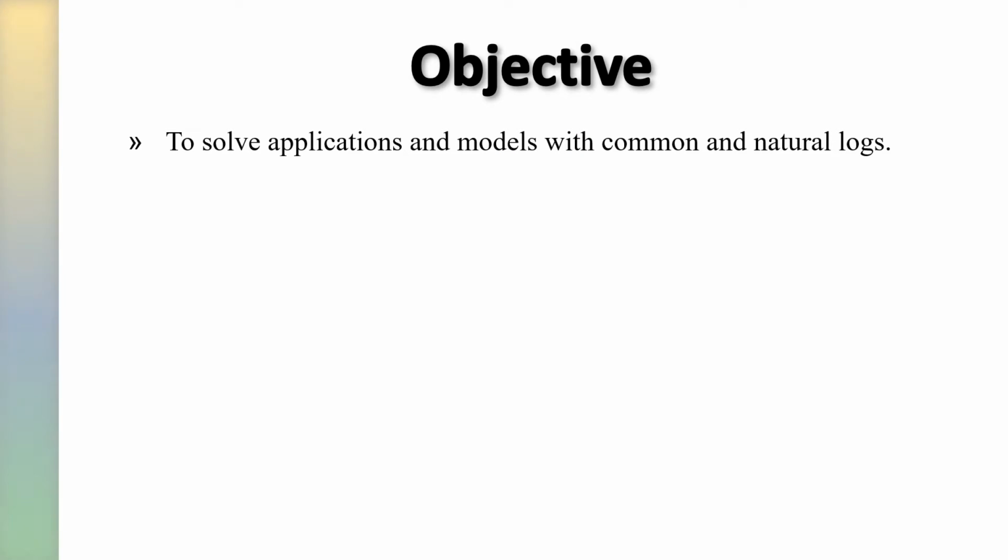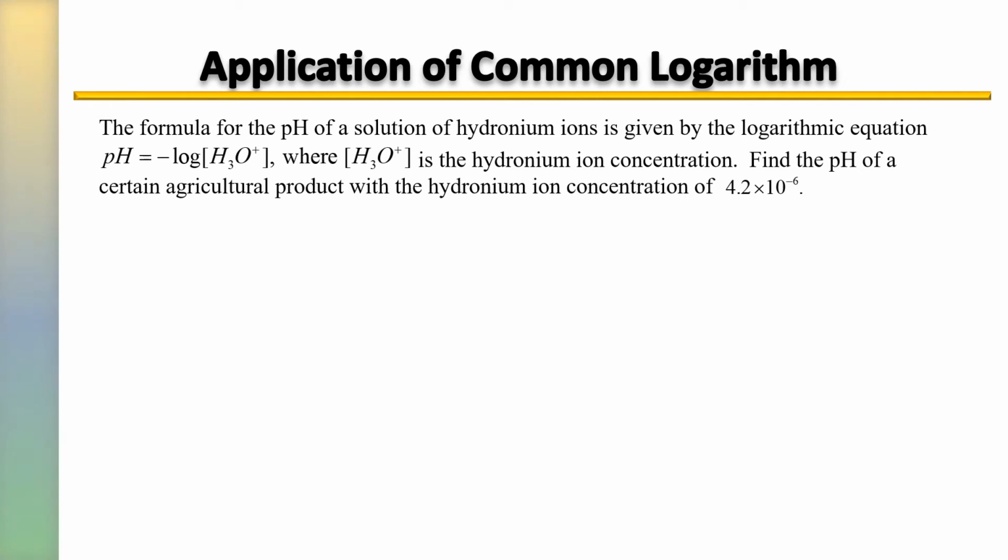In this lesson, we're going to solve applications and models with common and natural logs. The formula for the pH of a solution of hydronium ions is given by the logarithmic function pH equals the negative log of the hydronium ion concentration, H3O+, the hydrogen ion concentration.